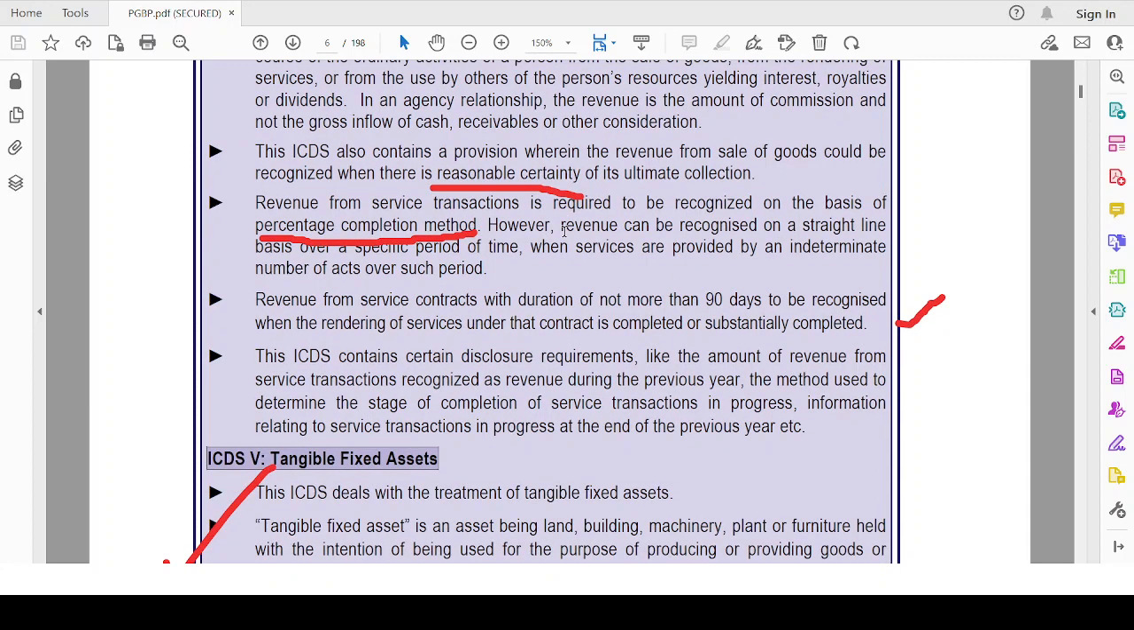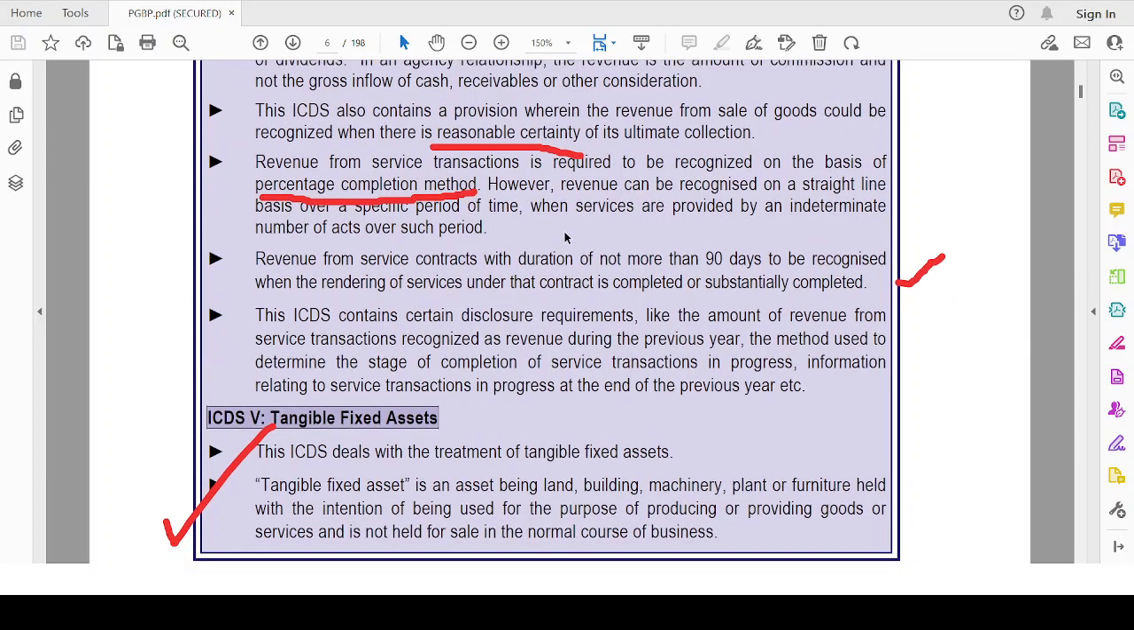Again, for service transactions, we are required to use the percentage of completion method. If I am doing an indeterminate number of acts and am not able to count them exactly, then I can use the straight line method over the time period. And if I have a contract that is less than 90 days, an exemption is given, which says that when the rendering of services under that contract is completed or substantially completed, at that time you can recognize the revenue.